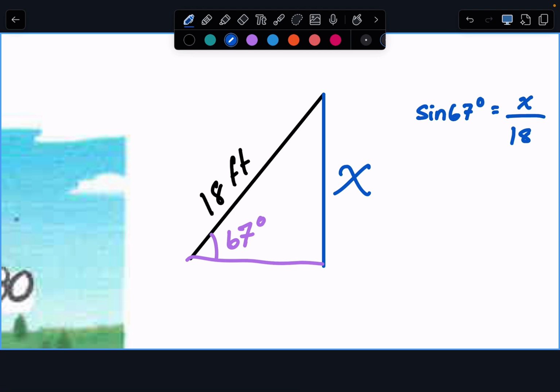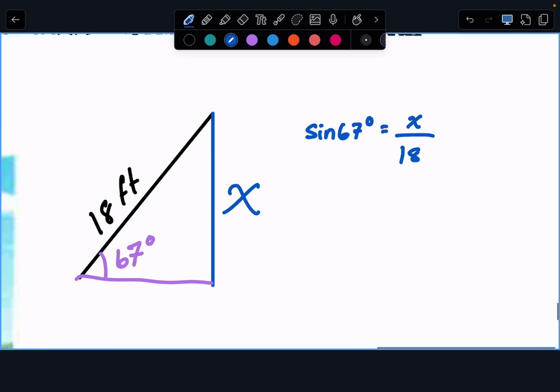How do I solve for x? I think y'all said multiply by 18 on both sides. I'm just going to pretend that you did. And whatever that is, 16.56.